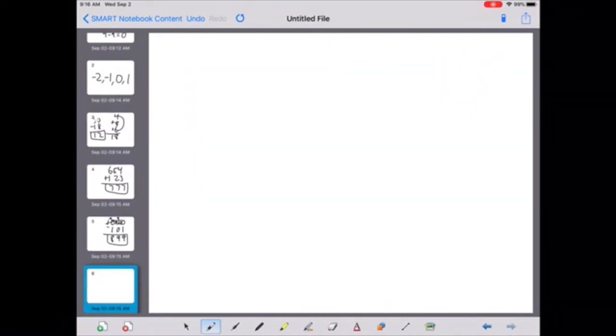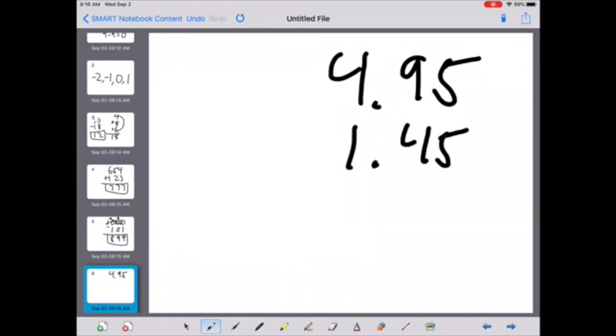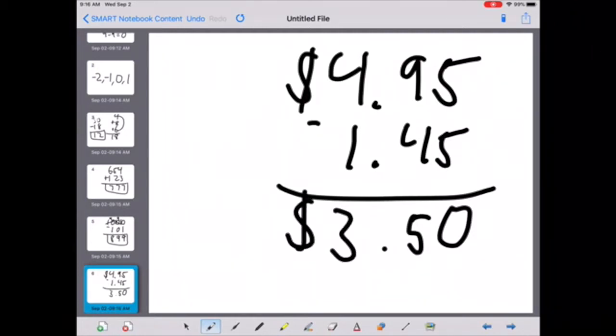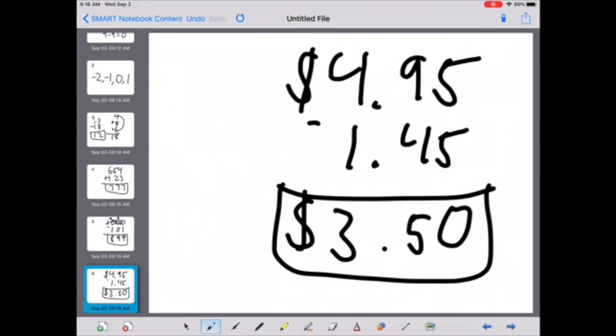Number 13, I'm missing a number in addition. Missing an addition, you subtract. So I got 495 minus 145. It's money. I'm subtracting. 5 minus 5 is 0. 9 minus 4 is 5. Decimal point straight down. 4 minus 1 is 3. Dollar sign. $3.50.